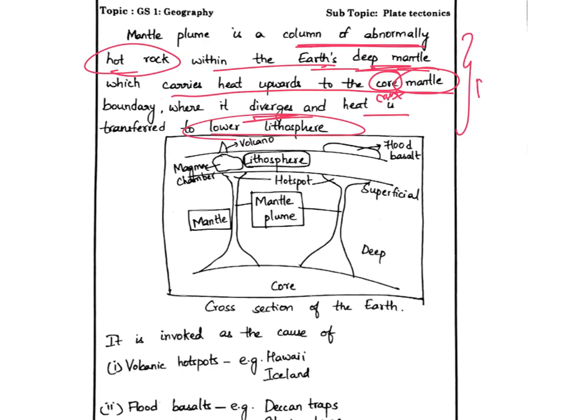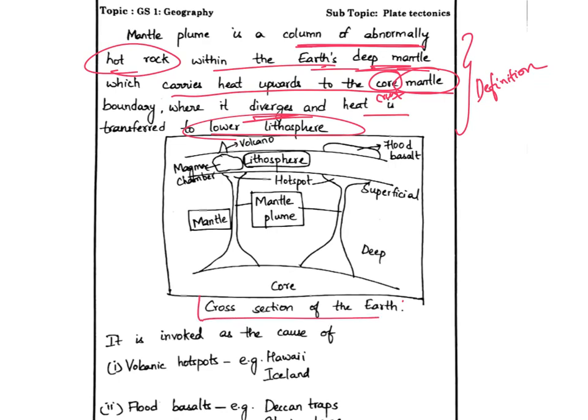Here he is trying to give a definition of what mantle plume is. Okay, he has made a small mistake here. Try to avoid such mistakes. And he has drawn a small diagram describing what it is. Let us see what is written in the diagram.